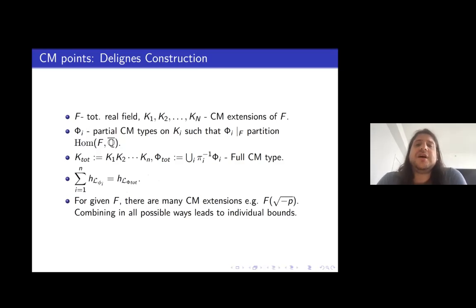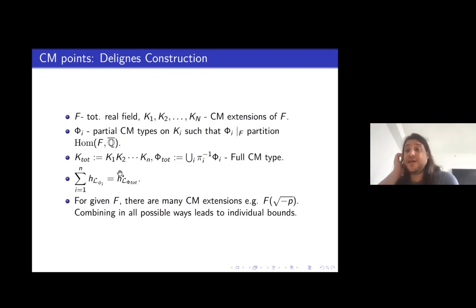Okay, how do you use this? Well, the point is that given the field F, there's actually tons of CM extensions floating around. The easiest way to see this is just take F, take a big enough honest to goodness prime, and adjoin the square root of its negative. For almost all primes, this would be a CM extension of F. So you have tons of CM extensions floating around. And so you have lots of ways to combine heights of partial CM types to get heights of full CM types. And it's pretty easy to just take linear relations and deduce a bound for an individual one of these from bounds for all of these.